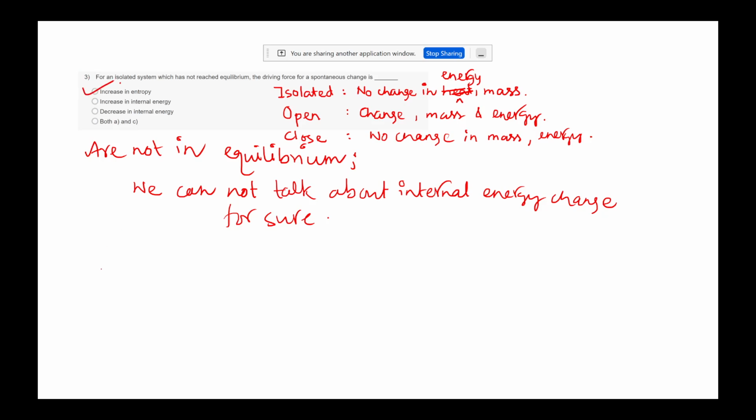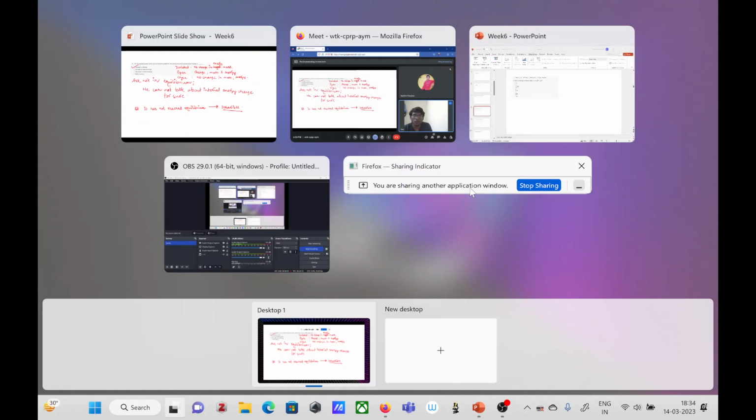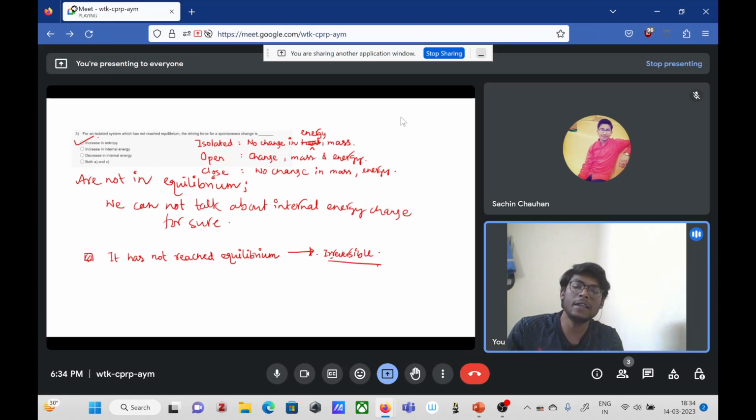What is the logic behind this? The logic is, it has not reached equilibrium, so this is irreversible. Okay, it's clear, right? Right. Okay.